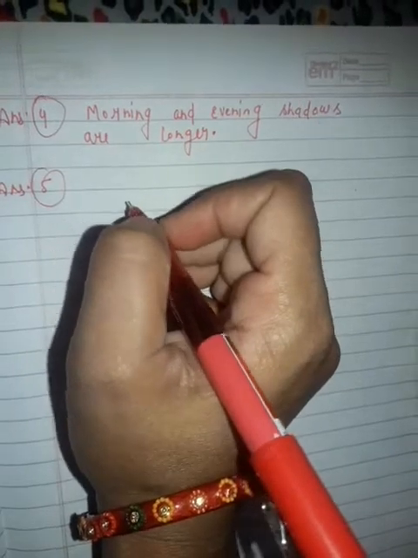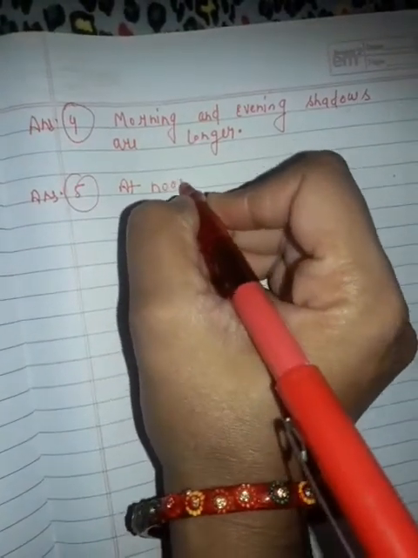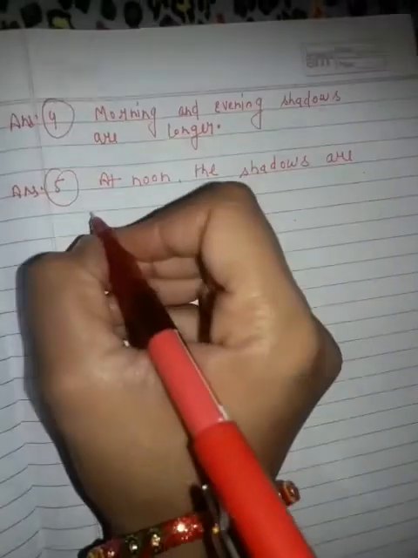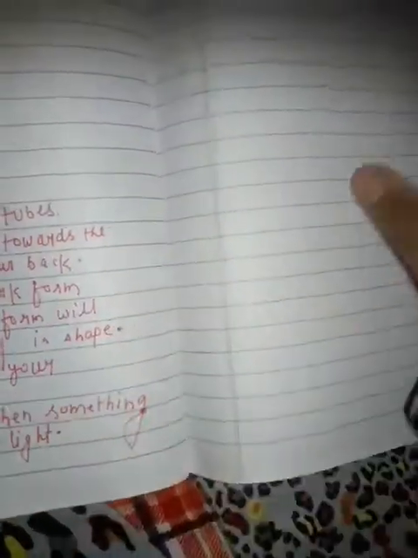Next question: at what time of the day are the shadows shortest? At noon the shadows are shortest.